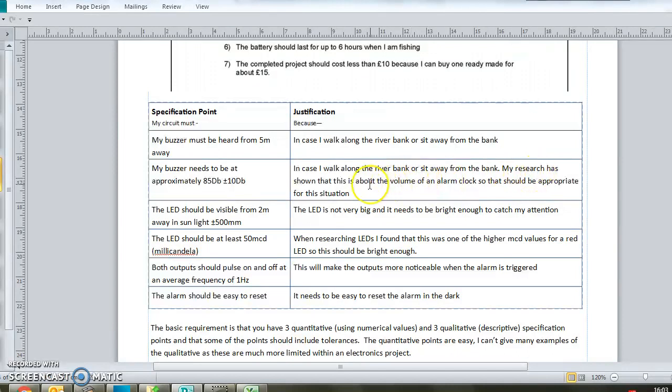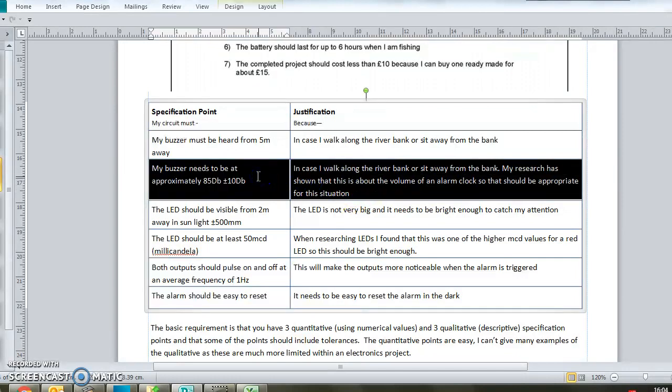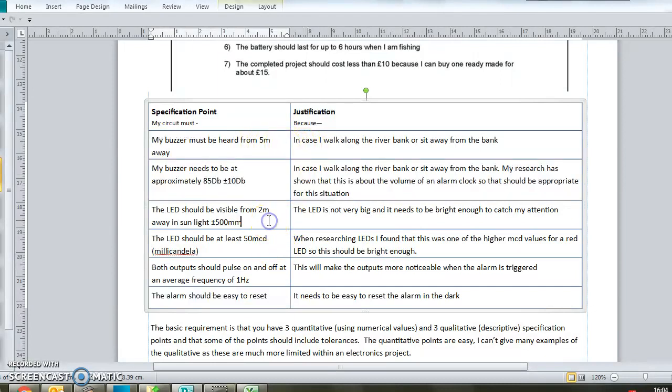This does. My research has shown that this is about the volume of an alarm clock, so that should be appropriate for this situation. So I've referred back to the research to justify my specification point. So personally, I think this one is going to do a lot better than this first one. He's then got another one.